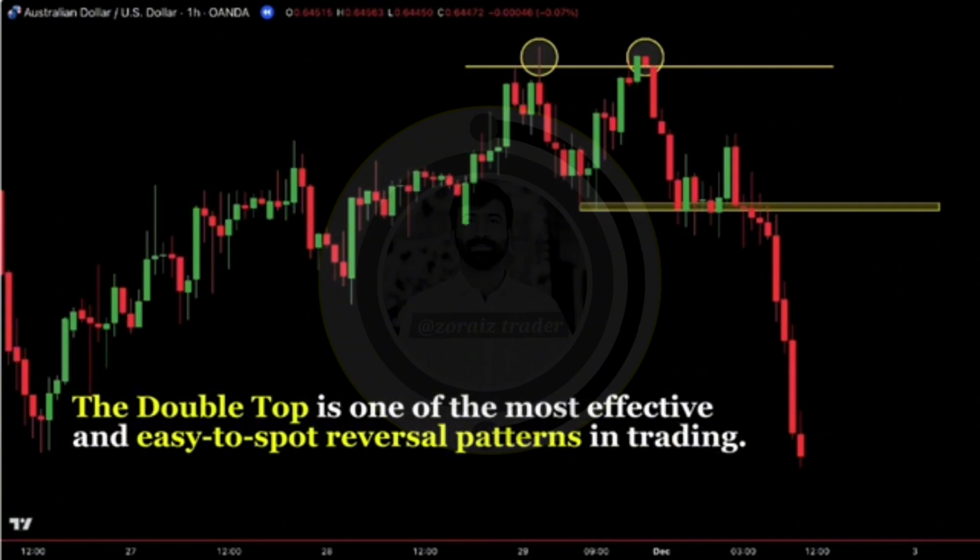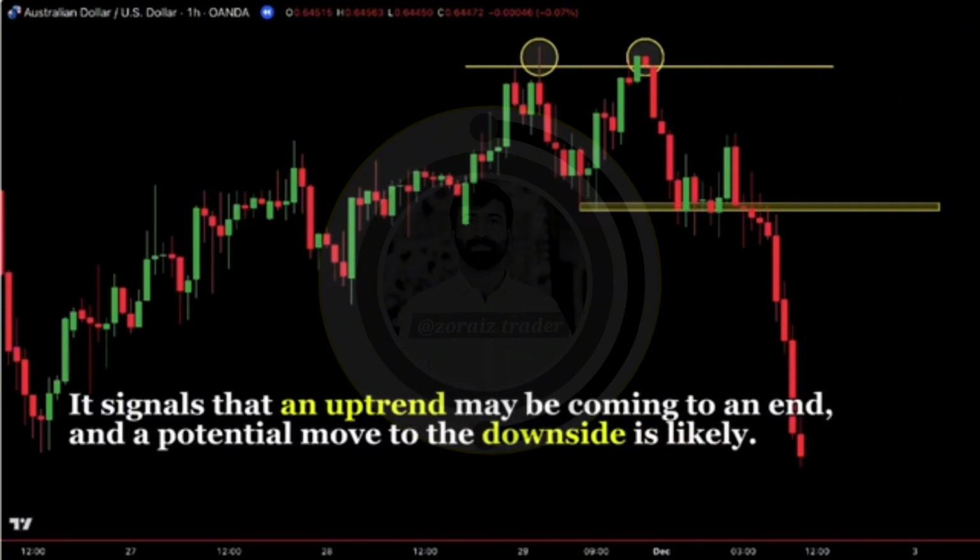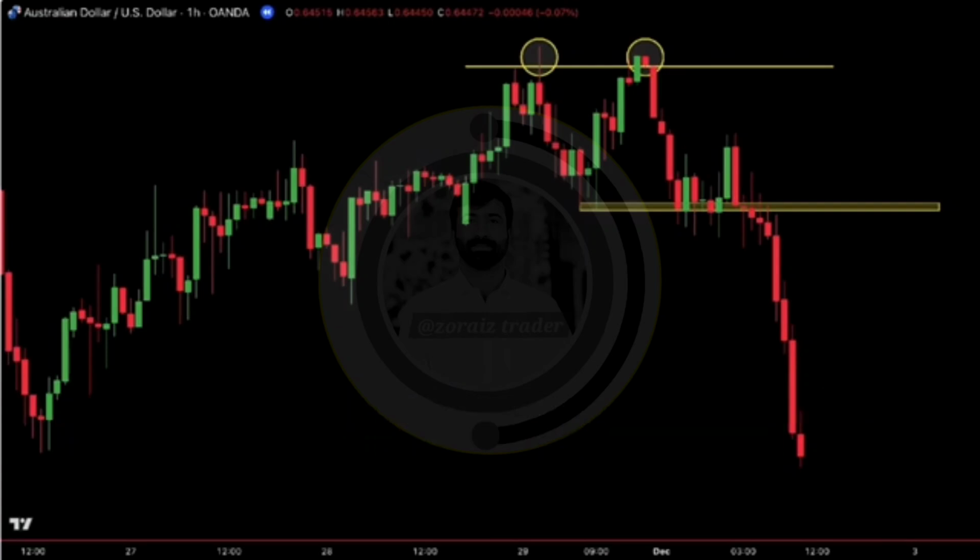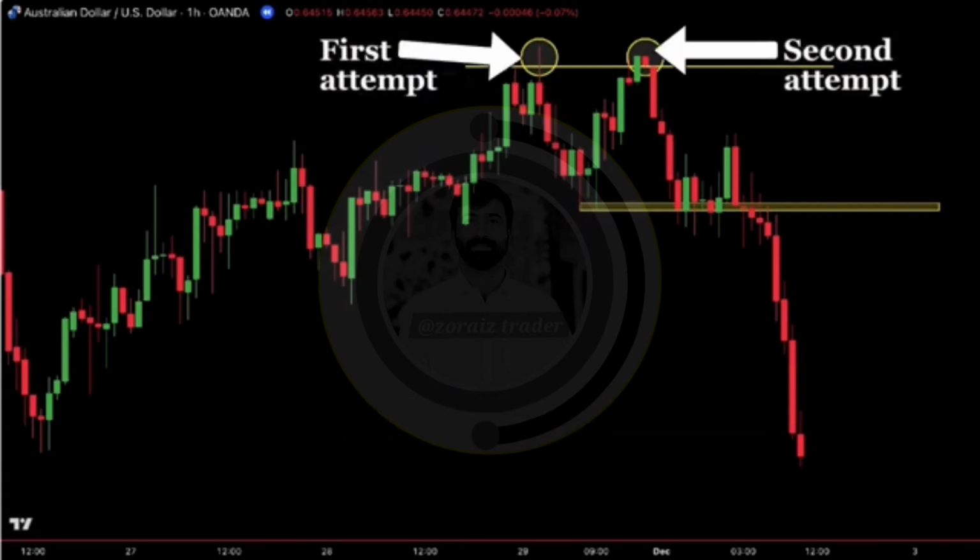The double top is one of the most effective and easy to spot reversal patterns in trading. It signals that an uptrend may be coming to an end and a potential move to the downside is likely. This pattern forms when price attempts to break a resistance level twice but fails both times. This failure shows that buyers are losing momentum and sellers are stepping in to push prices down.